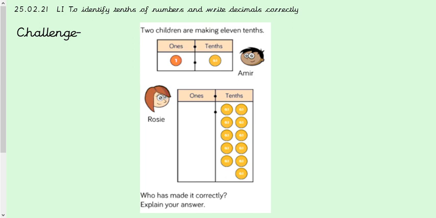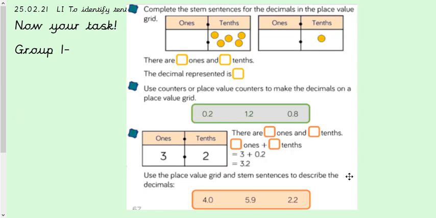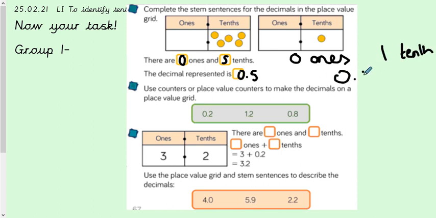Welcome back. Hopefully you managed to have a go at some of those questions. Let's go through group 1 first. It says complete the stem sentences for the decimals in the place value grid. So there are 0 ones for this first one, and 1, 2, 3, 4, 5 tenths. So the decimal represented is 0.5. With this one, there are 0 ones again, and there is 1/10. So therefore, the decimal is 0.1.